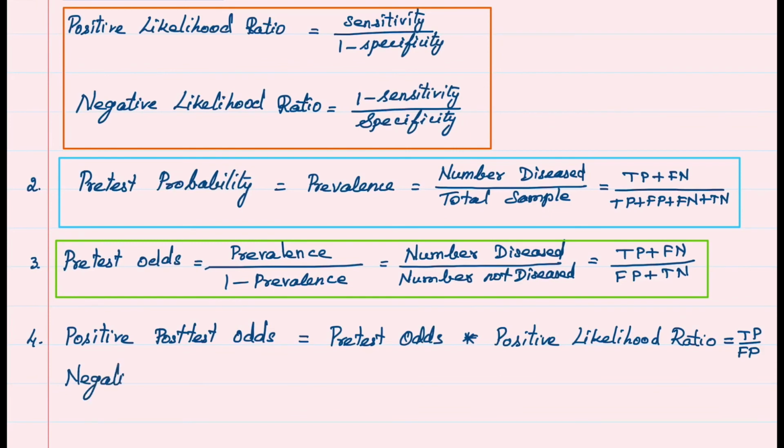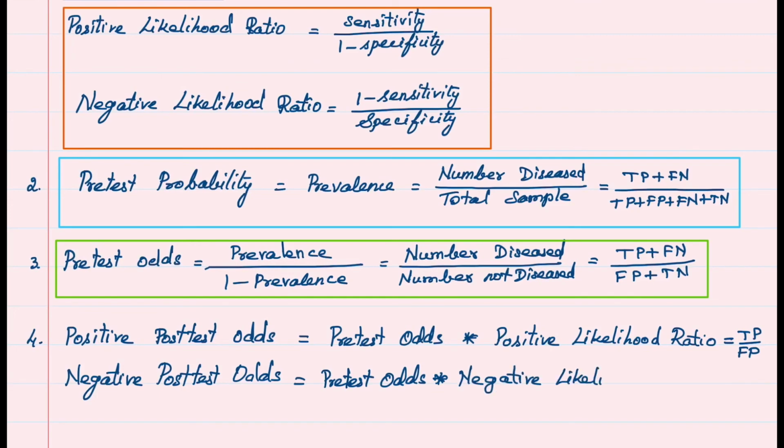Similarly, negative post-test odds is pretest odds multiplied with negative likelihood ratio. Same way, if we write the formula of pretest odds and negative likelihood ratio and simplify by taking LCM, it gets simplified and we get FN by TN, that is false negative by true negative.